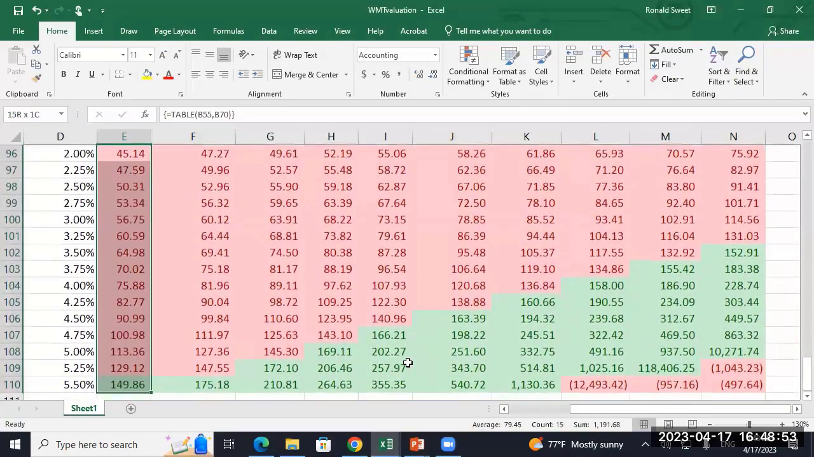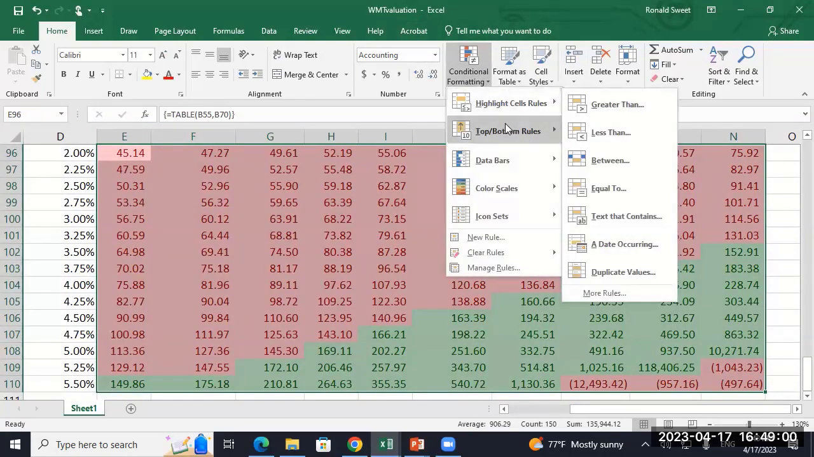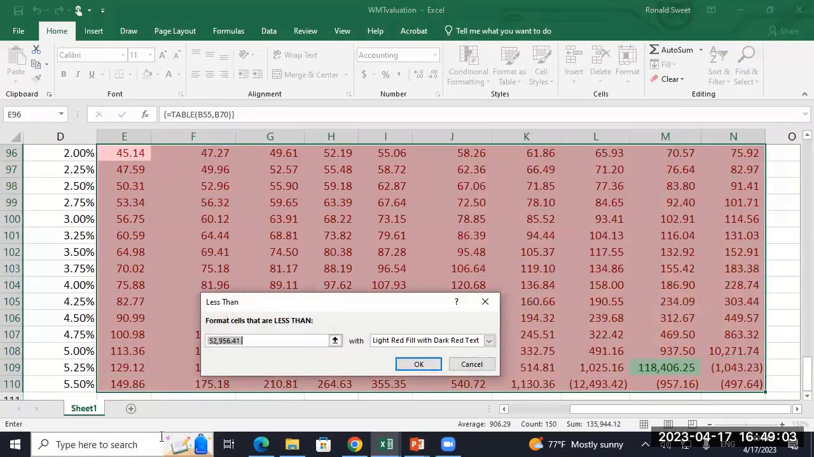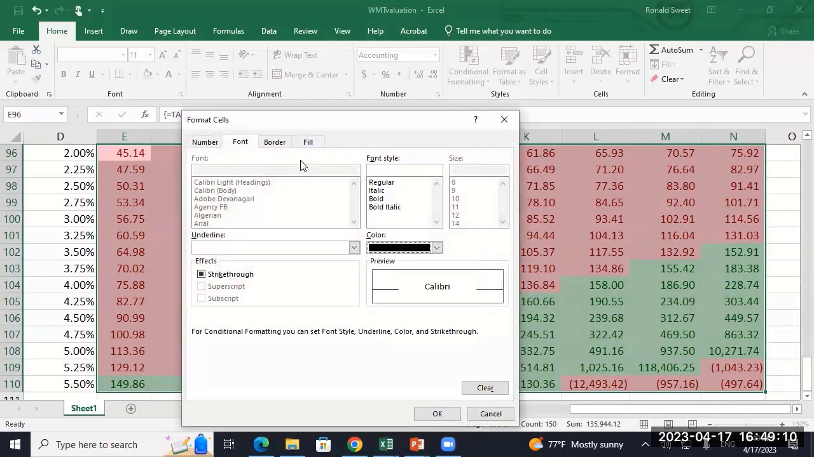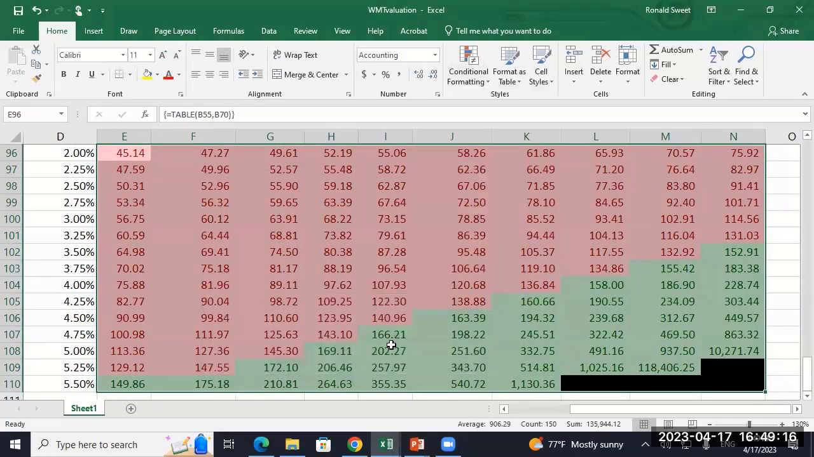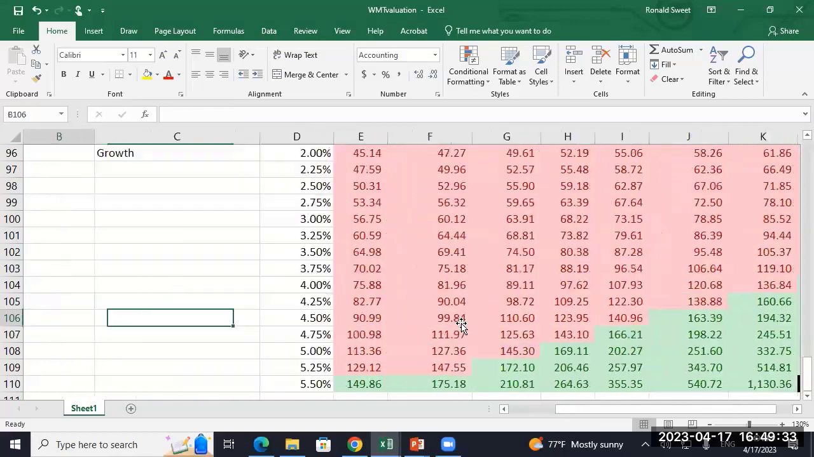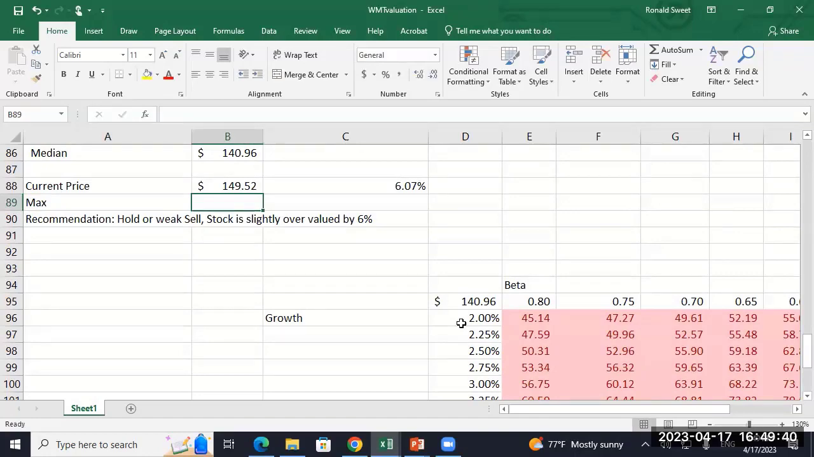And what else do I want? Here's where you can put your own in. If my value is less than zero, black font, black fill. What else might I do? Now, be careful with your boss. I've had bosses like that. Your boss sees that 10,271 and says, "You think Walmart's worth $10,000?" Well, no, that's just an extreme number. So at what value would you say, I just don't want my boss to see that? You might say my max is, say, $500.